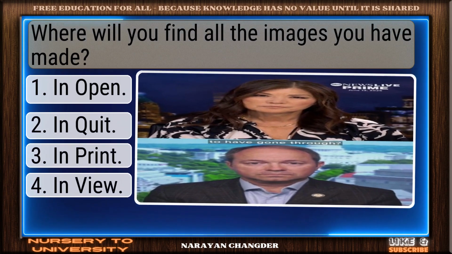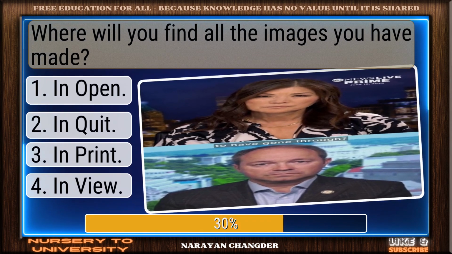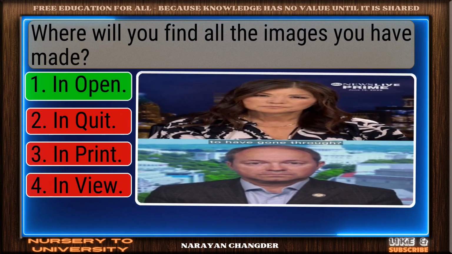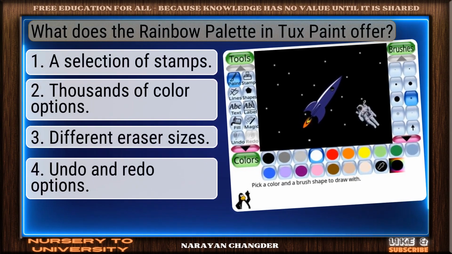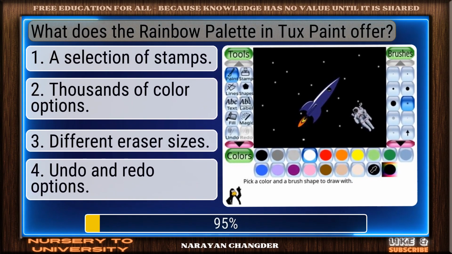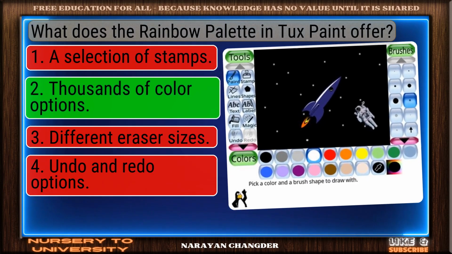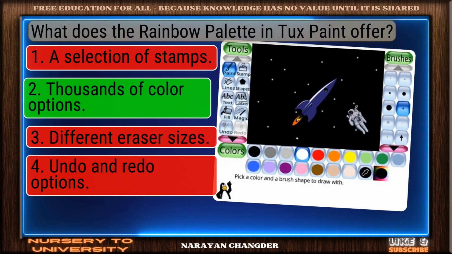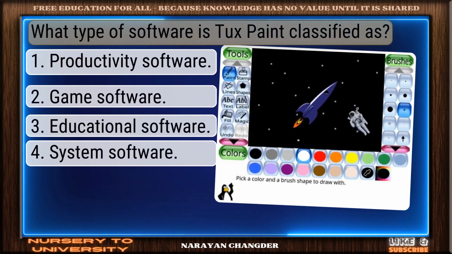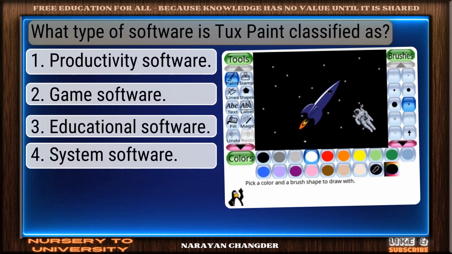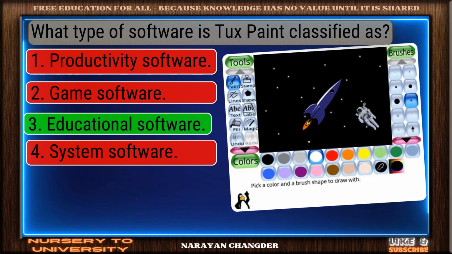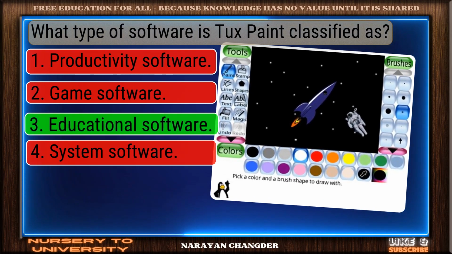Where will you find all the images you have made? Great job. In Open is accurate. What does the rainbow palette in Tux Paint offer? Excellent. Thousands of color options is well-reasoned. What type of software is Tux Paint classified as? Solid response. Educational software is valid.